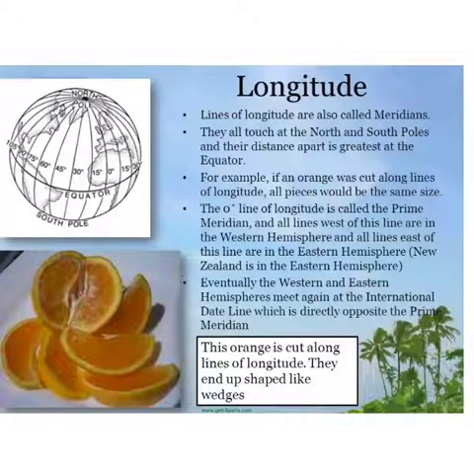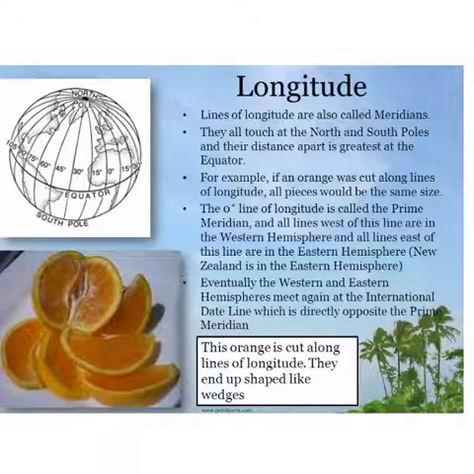Now longitude. Lines of longitude are also called meridians. They all touch at the North and South Pole, and the distance apart is greatest at the equator. For example, if an orange was cut along lines of longitude, all faces would be the same size. The 0-degree line of longitude is called the prime meridian. All lines west of this line are in the western hemisphere. All lines east of this line are in the eastern hemisphere. Eventually, the western and eastern hemispheres meet again at the International Date Line, which is directly opposite the prime meridian.